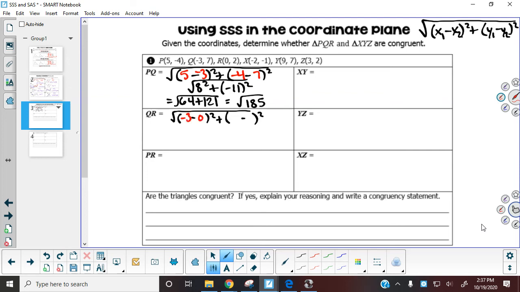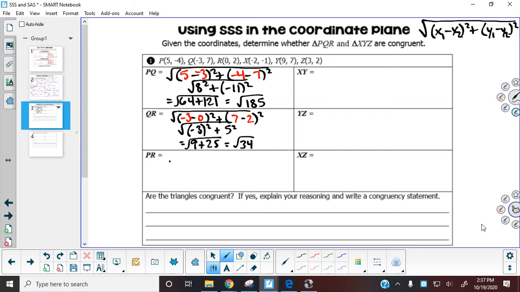Those are our 2 x values. Our 2 y values are 7 and 2. When we simplify, we get -3 squared and then 5 squared, which is going to give us 9 and 25, which is then going to give us the square root of 34.